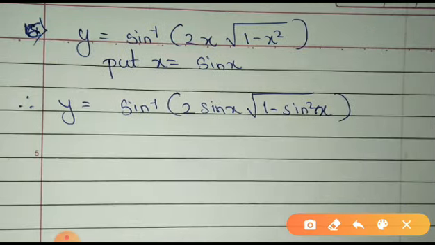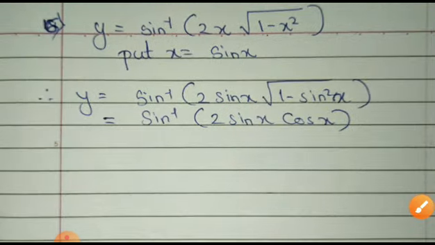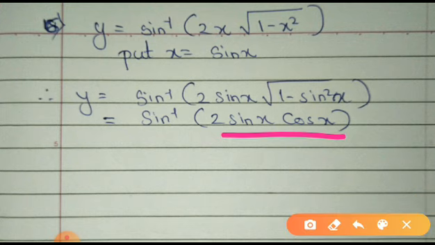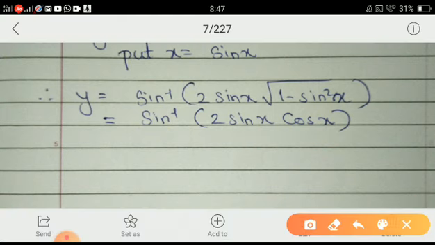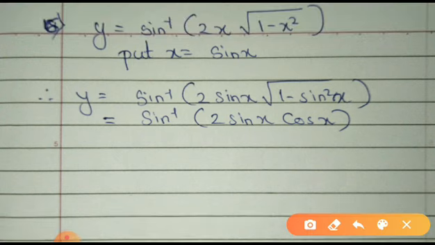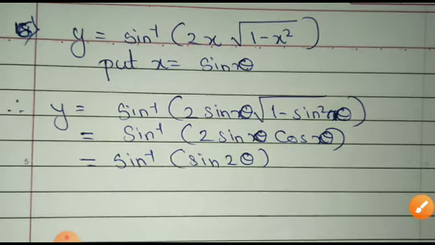I have put here x as sin x, so I got 2 sin x into root of 1 minus x square. So I'll be getting sin inverse of 2 sin x cos x. Here I made a mistake. What is my mistake? I did not write it as theta. It should be written as theta. Everything should be in terms of theta. That is what I have changed.